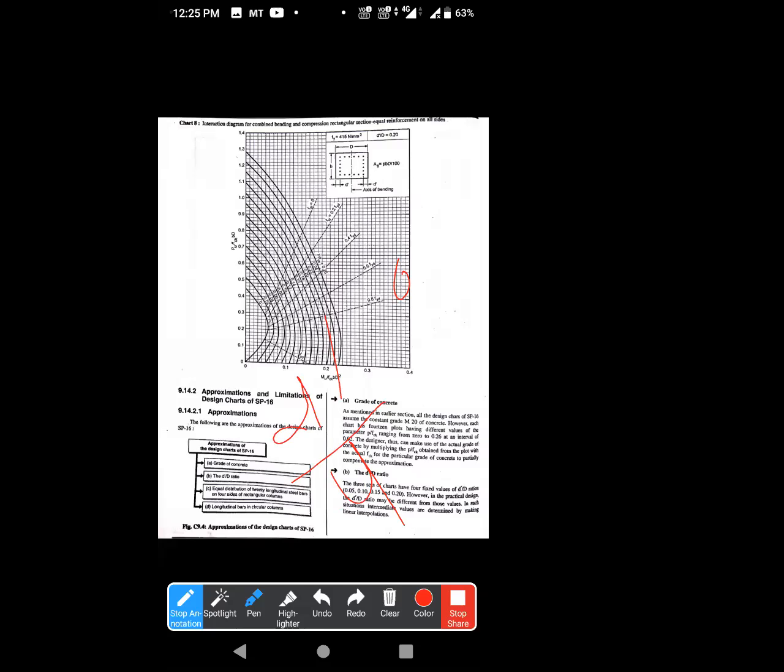Equal distribution of 20 longitudinal steel bars on four sides of a rectangular column. In spite of the above consideration, the design charts may be used without significant error for any number of bars greater than 8, provided the bars are distributed equally on four sides. Mainly we are going to provide the bars on both sides.